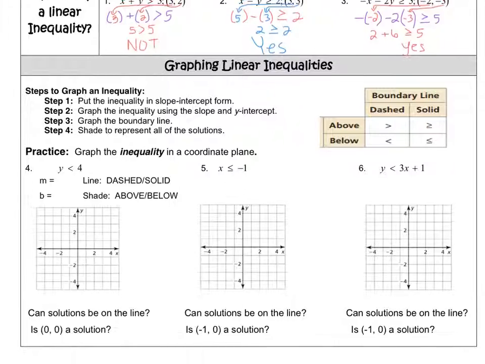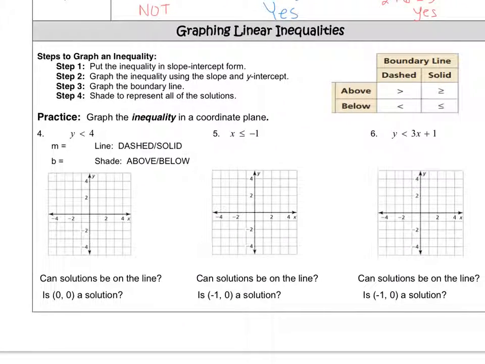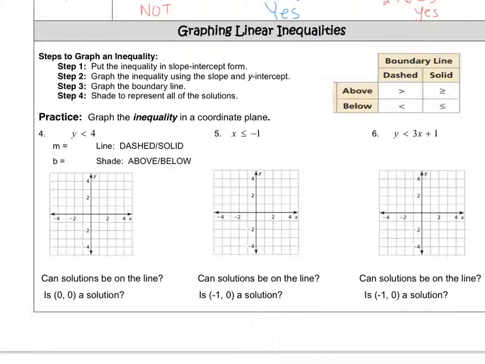So now we're actually going to start graphing our inequalities. And this is almost a review of graphing lines, except that we now have to make the decision about dotted or solid and above or below. So if we look at our very first one, we've got y is less than 4. So do we have an x value? No. So our m is 0 and our b is 4.